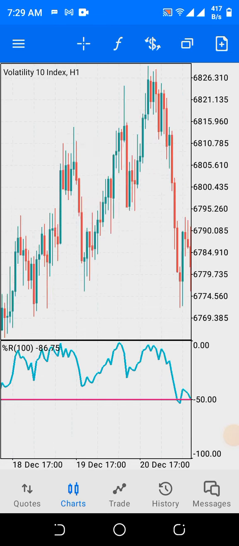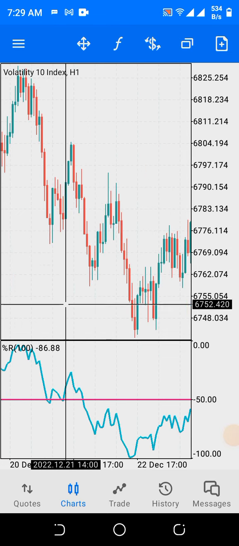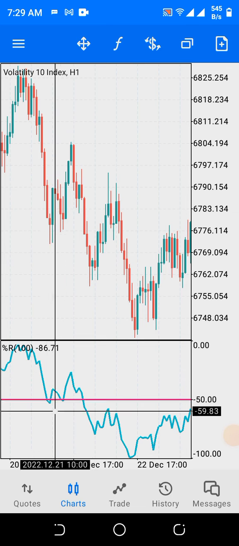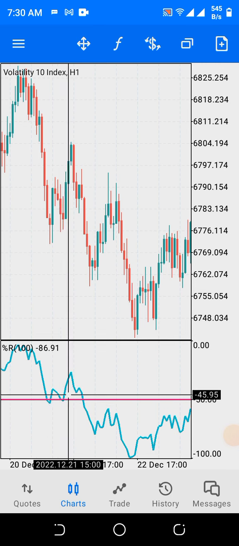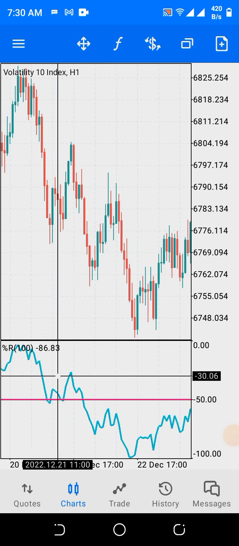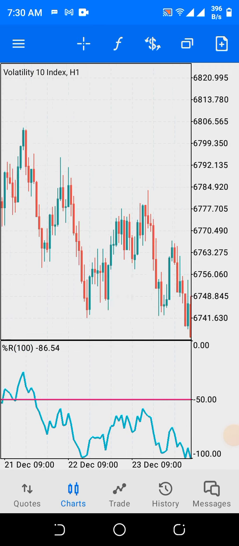Are you seeing it? So after that, I continue moving. Now watch here, this entry here, look at this small crossing here. It might hit your stop loss here. If you are using a small account, it might hit your stop loss here, but don't worry, keep on following the market. Now watch here, keep on following the market.